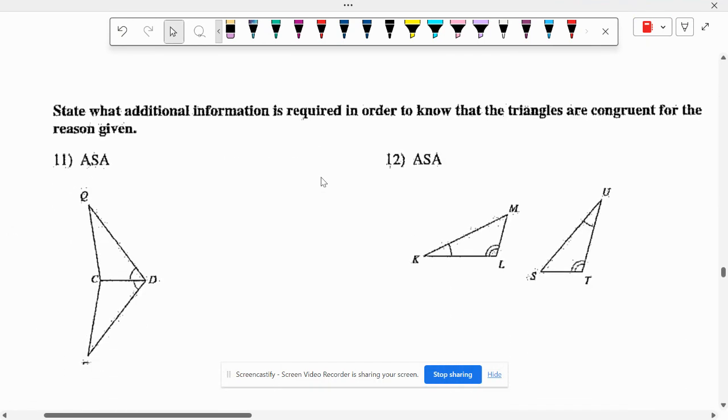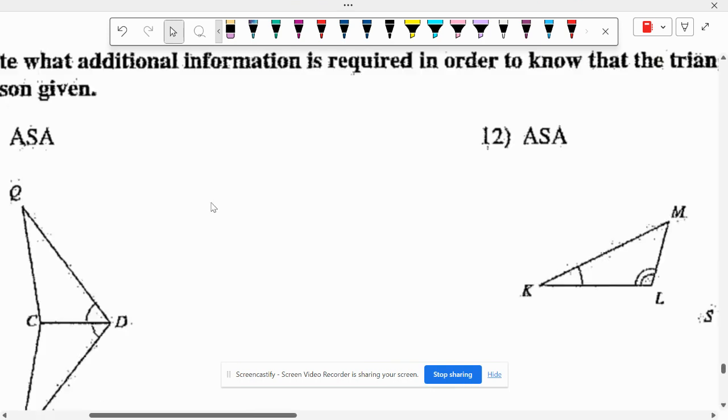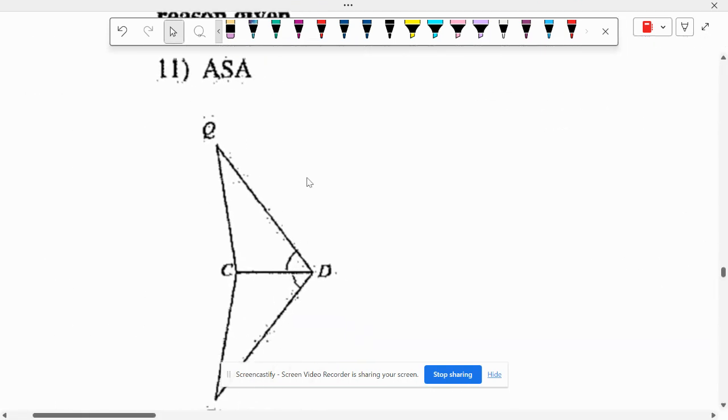Okay, so for this one, you're asked to state what's needed to use one of these 2 theorems. So it's not enough to just mark it, you have to say it. So, number 11, I want to use angle, side, angle. So, what is a side that I know is congruent but not marked? Side has to be a segment. We name it with 2 letters. Yeah, I know that this segment is congruent to itself.